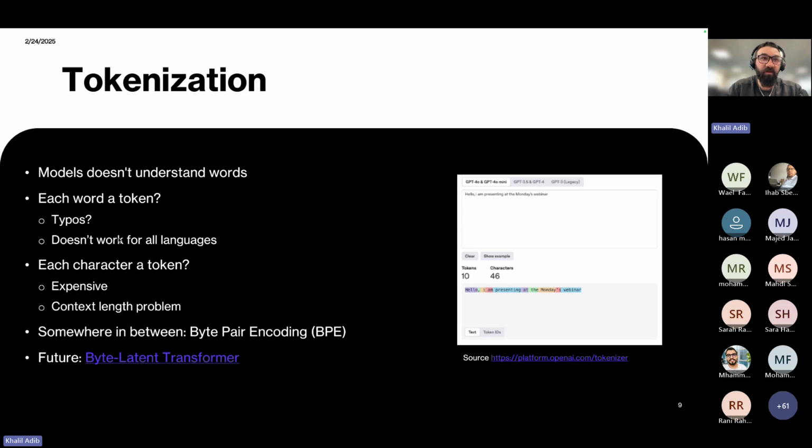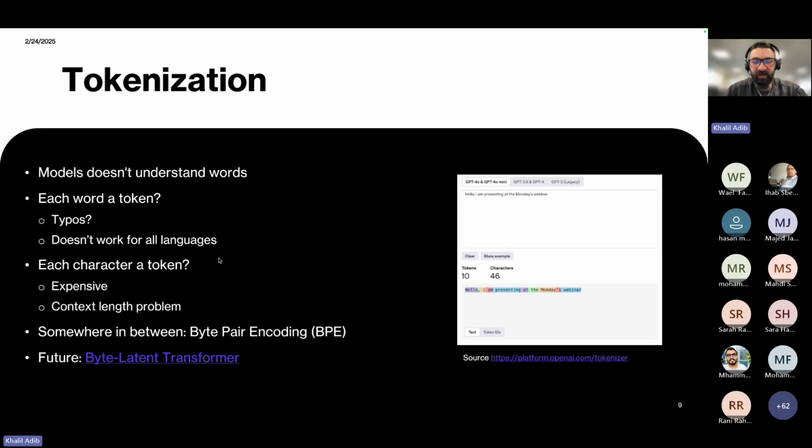Another issue is that it doesn't work for all languages. Some languages, like I think Thai, don't have many spaces, so you can't just concatenate a lot of characters in one phrase and say this is one token. The LLM will really struggle to learn the relationships.